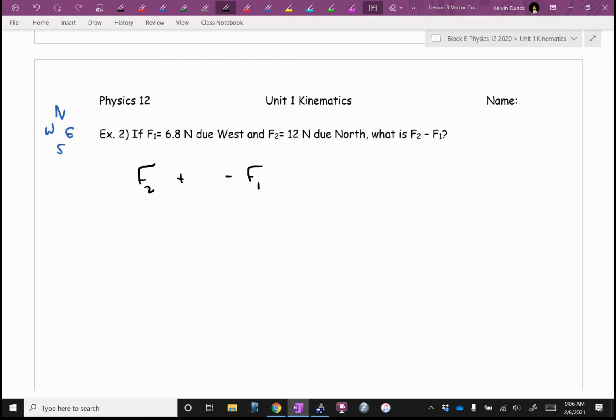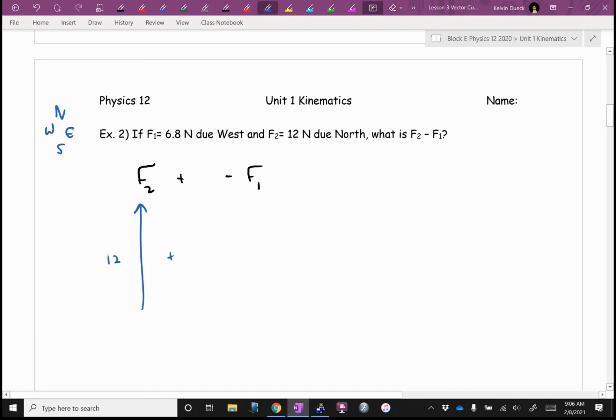Emily, what's F2, magnitude and direction? So that's going to be 12 plus. What's F1 as they gave it to me, magnitude and direction? So what would negative F1 be? 6.8. I can't hear. The opposite of west is south?